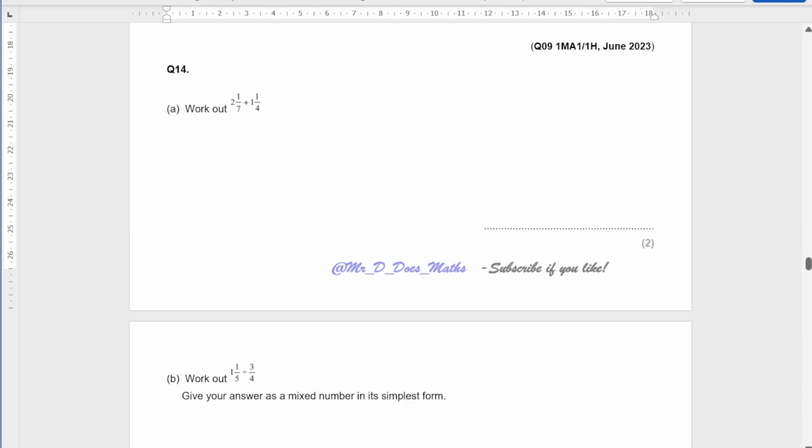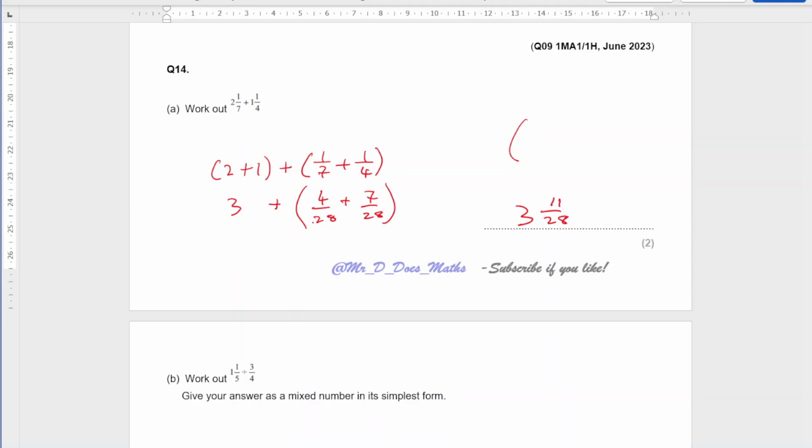Right, question 14, work out. So we've got an addition, a bit like the one that we did before. I would treat the number parts and fraction parts separately. So that would be 3, and then for the fraction part, we've got to put them over 28. So that would be 4, and that would be 7. So that's going to be 3 and 11 over 28. I would leave it like that.